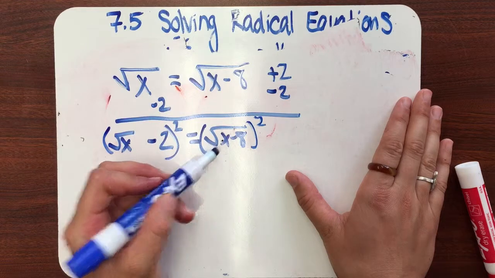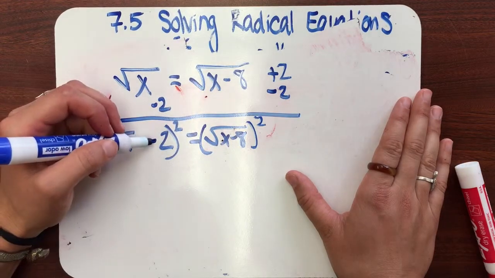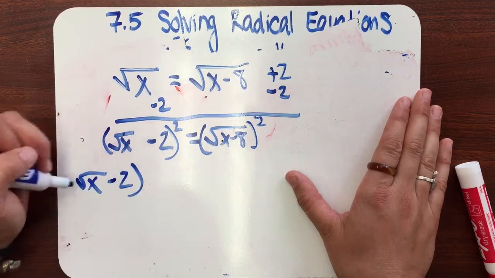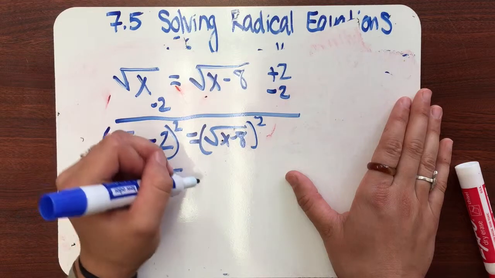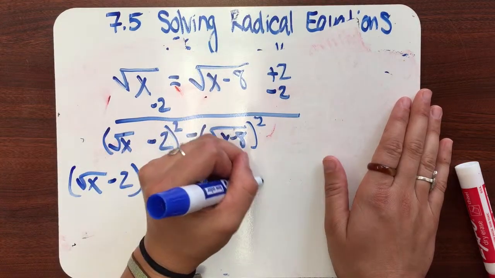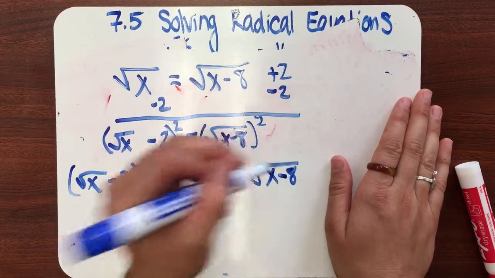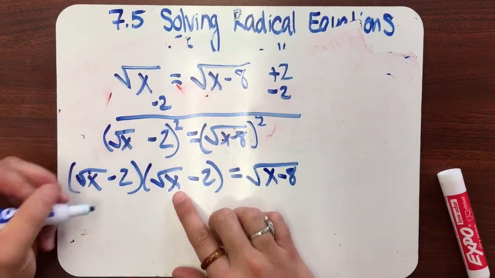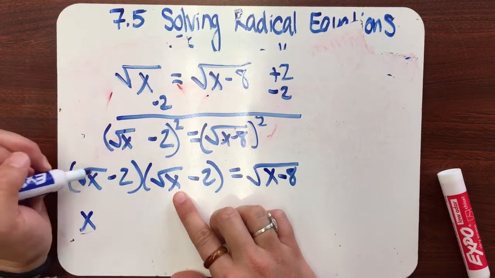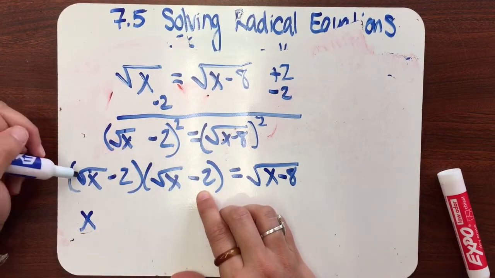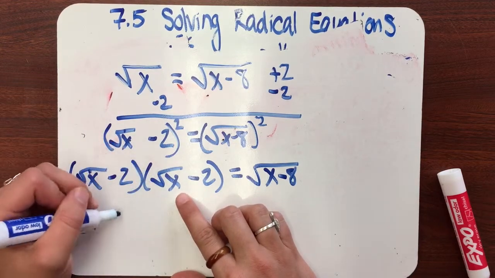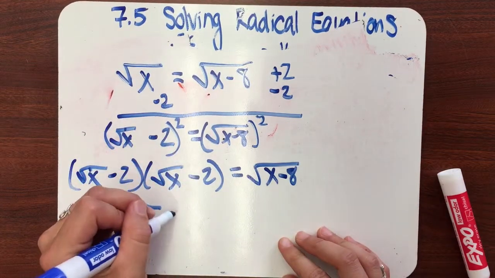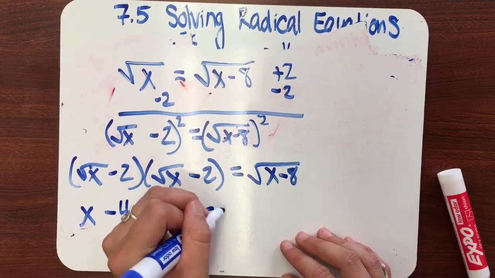That will get rid of the square root here, but it won't here because the minus 2 is not underneath the square root. So this is the square root of x minus 2 times the square root of x minus 2. We're going to have to FOIL that, and it's all equal to the square root of x minus 8. So we FOIL this. We go first, the square root of x times the square root of x is the square root of x squared, or just x. Your outer is minus 2 square root of x. Your inner is minus 2 square root of x, for a total of minus 4 square root of x. And then your last, negative 2 times negative 2 is a positive 4.